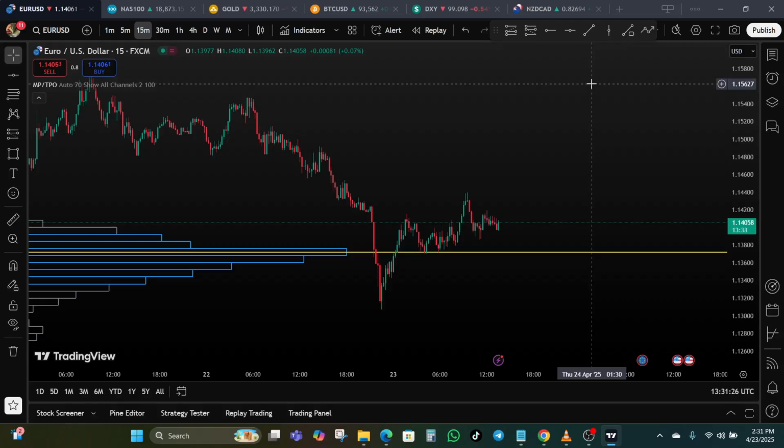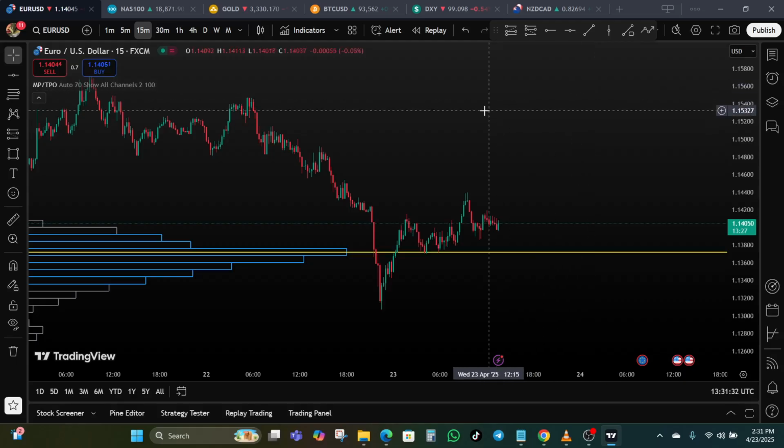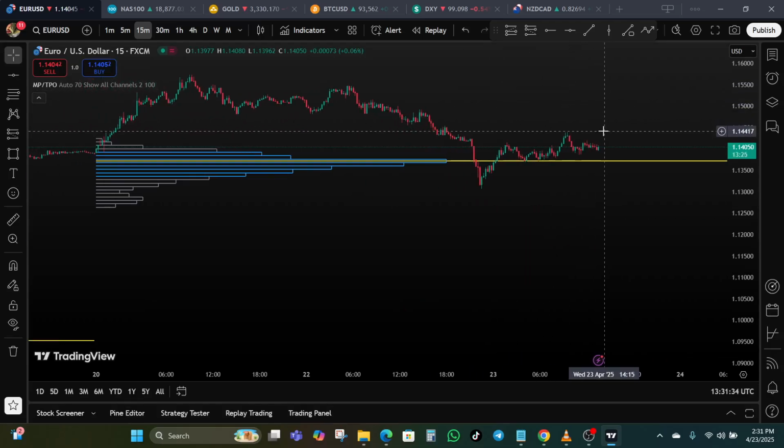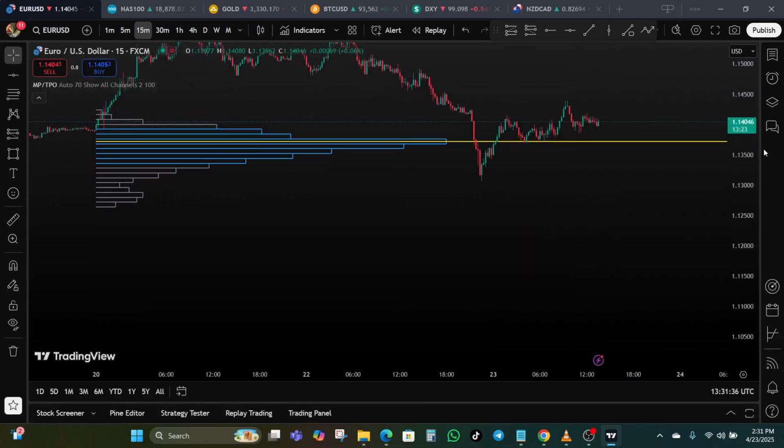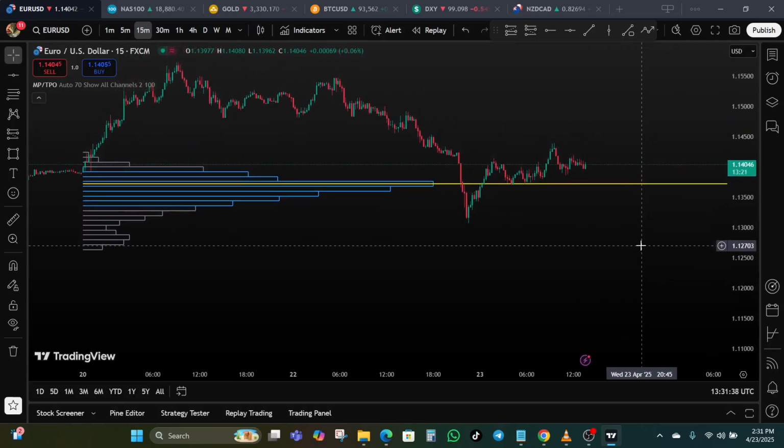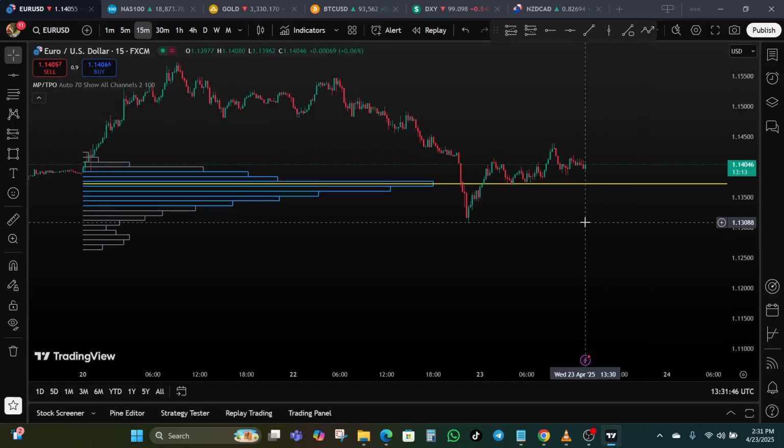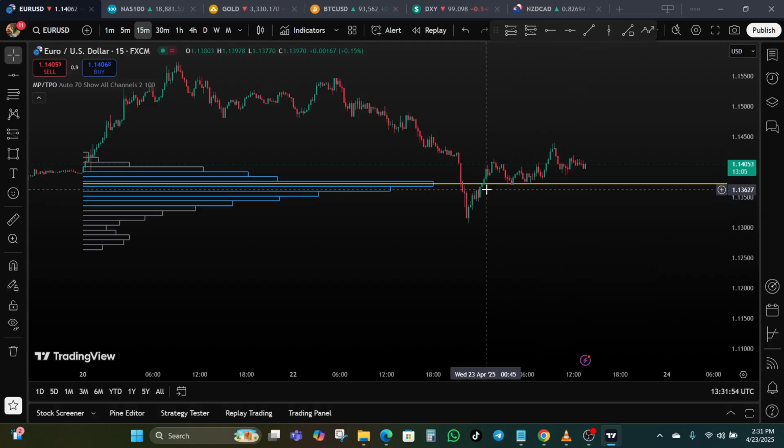Now let's quickly break it down, because you need to understand the components of this indicator for you to effectively use it. There are areas we call value areas, the areas we call points of control. There are high volume nodes and low volume nodes. Now the value area is the price range where 70% of the volume occurred. It represents the fair value zone of the session.